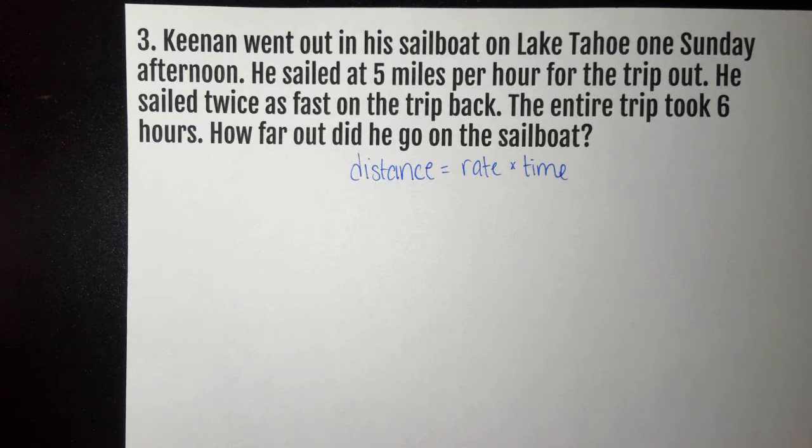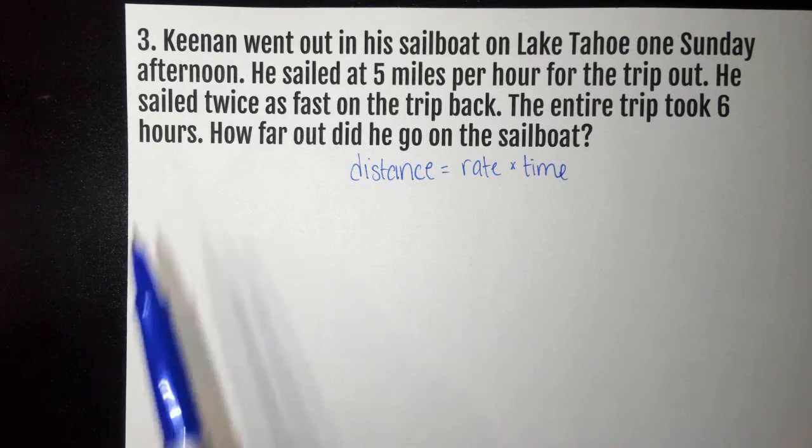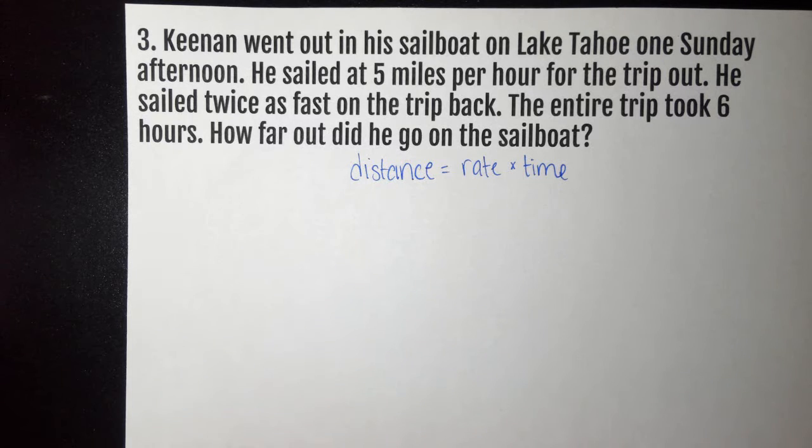We have that Keenan went out on his sailboat on Lake Tahoe one Sunday afternoon. He sailed 5 miles per hour for the trip out. He sailed twice as fast on the trip back. The entire trip took 6 hours. How far did he go out on the sailboat?